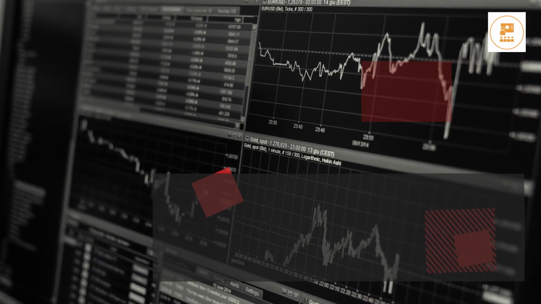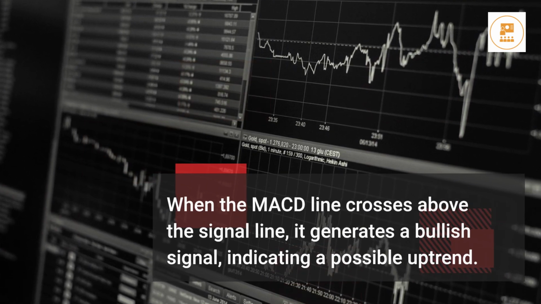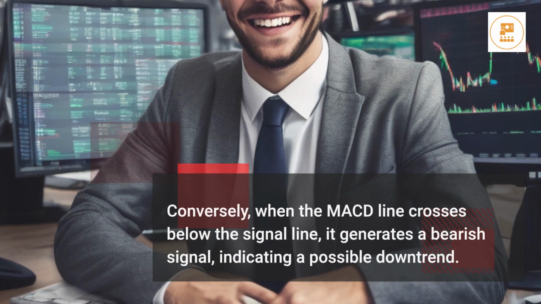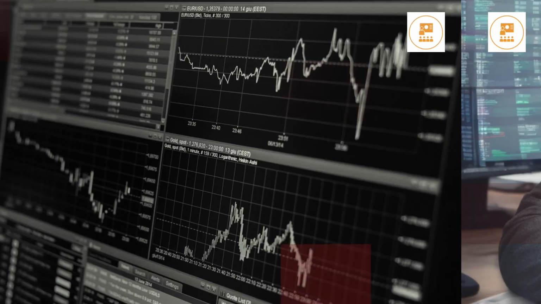When the MACD line crosses above the signal line, it generates a bullish signal, indicating a possible uptrend. Conversely, when the MACD line crosses below the signal line, it generates a bearish signal, indicating a possible downtrend.